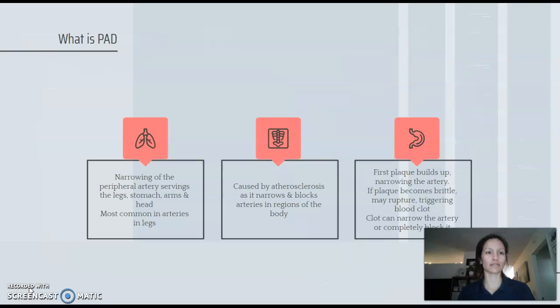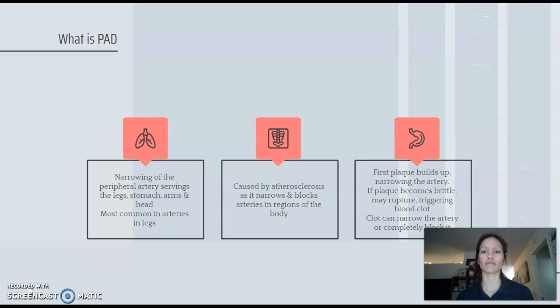All right, PAD. So what is peripheral artery disease? Basically, it's a narrowing of the peripheral arteries. Most commonly it's in the legs, but the arteries serve the legs, stomach, arms, and head. PAD is known to be caused by atherosclerosis. It narrows and blocks arteries in these regions of the body.